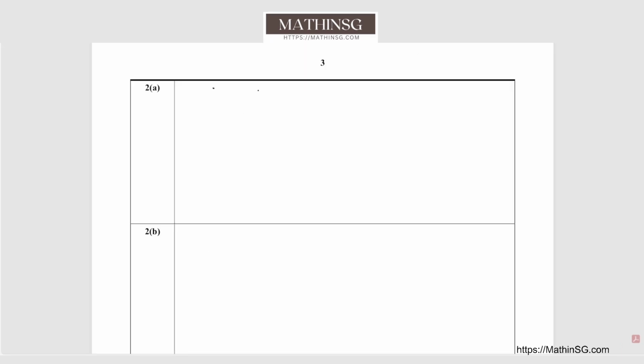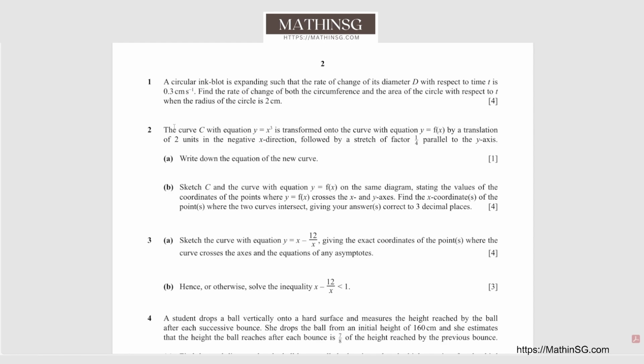Now let's move on to question 2. In question 2, you are given a curve with equation y equals x cubed that is transformed onto the curve with equation y equals f(x) by a translation of 2 units in the negative x direction, followed by a stretch with scale factor 1/4 parallel to the y-axis. You are asked to write down the equation of the new curve.